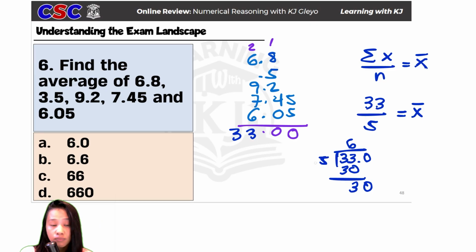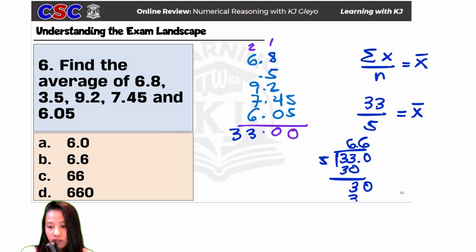And ilang 30 ba meron sa 5? Katulad na nasa taas kanina, we have 6, ilang 5 meron sa 30? So, we have 6, 5 sa 30. Remember, the decimal point, dapat naka-align pa rin siya. And you bring it up.